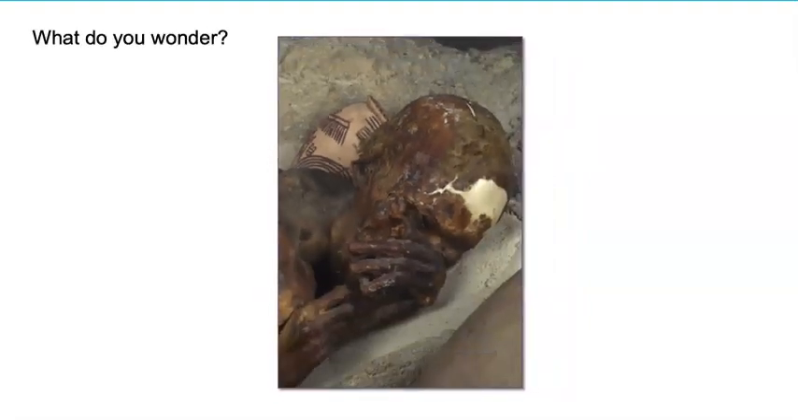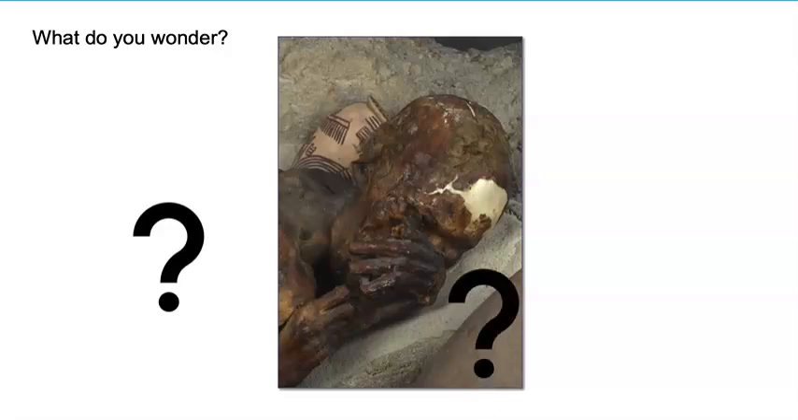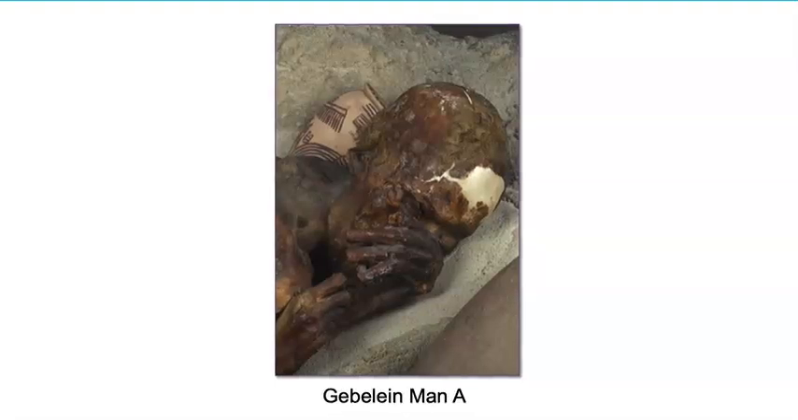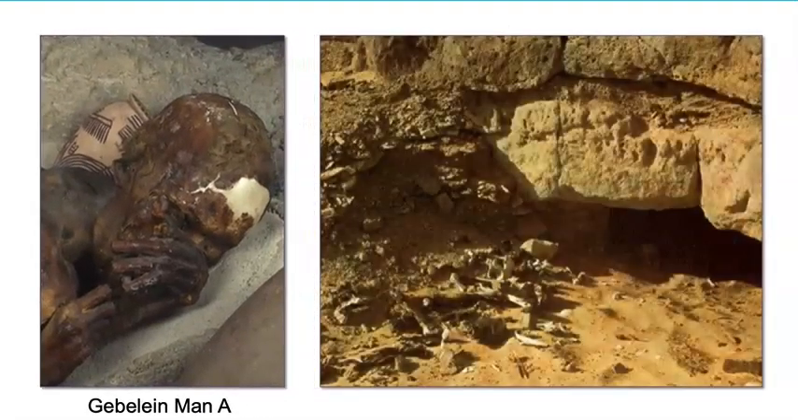What do you wonder? Do you wonder why this body didn't decompose? Maybe you wonder whether people did something special to keep this body from decomposing. You might also wonder who this person was. This man, who researchers call Gebelein Man A, is considered to be a natural mummy. People in some cultures mummify dead bodies to preserve them on purpose. But this mummy was preserved by accident. Conditions in the environment preserved his body and prevented decay.